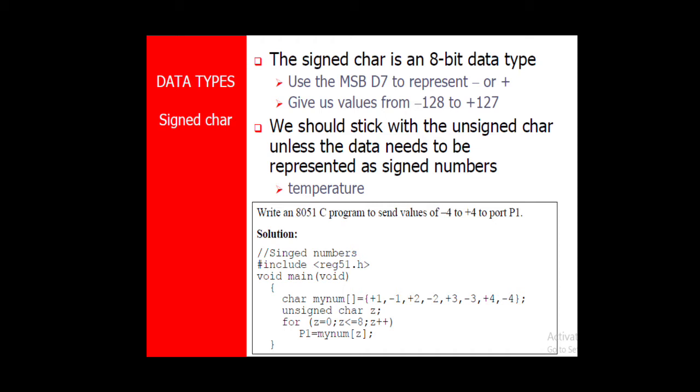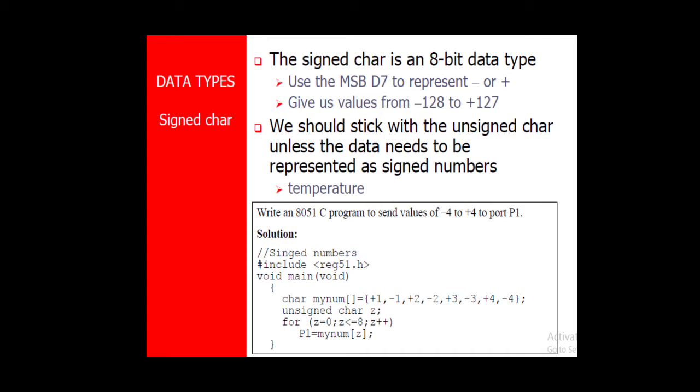The signed char is also an 8-bit data type just like unsigned char, but here the D7th bit, that is the MSB bit, is used to represent plus or minus sign. It means we have only 7 bits for the magnitude of the signed number, giving us the values from minus 128 to plus 127.